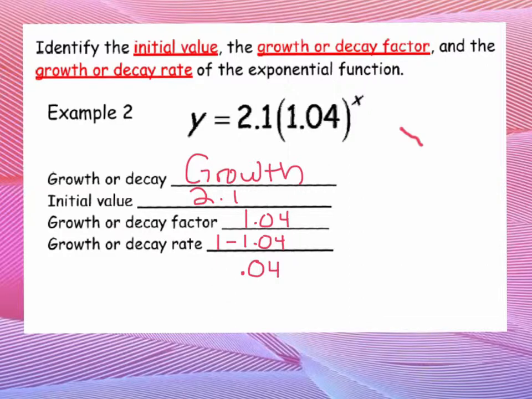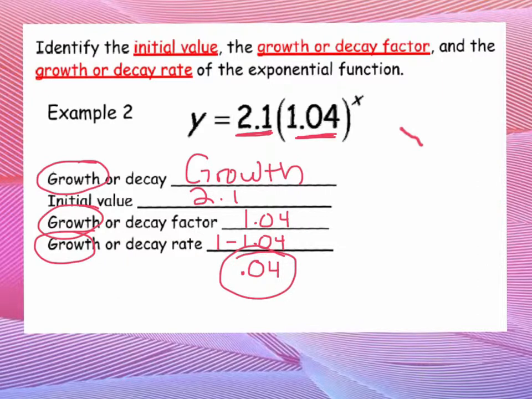Hopefully you were correct. Let's go ahead and review. This is going to be growth since we are greater than 1. The initial value is on the outside of the parentheses. Our growth factor is inside the parentheses, which is 1.04. And our growth rate is going to be 1.04 minus 1, which just gives us 0.04. All this information can help us with graphing as well.